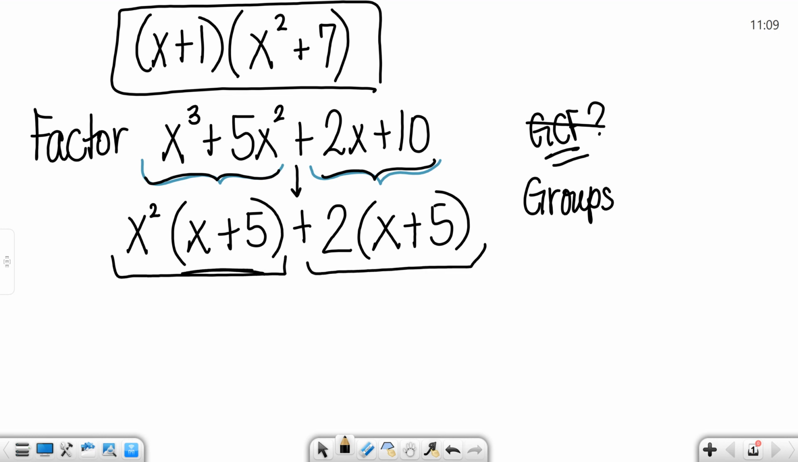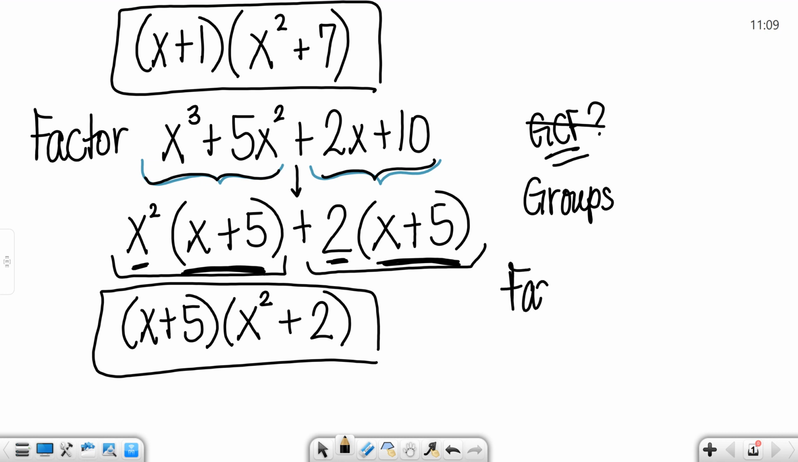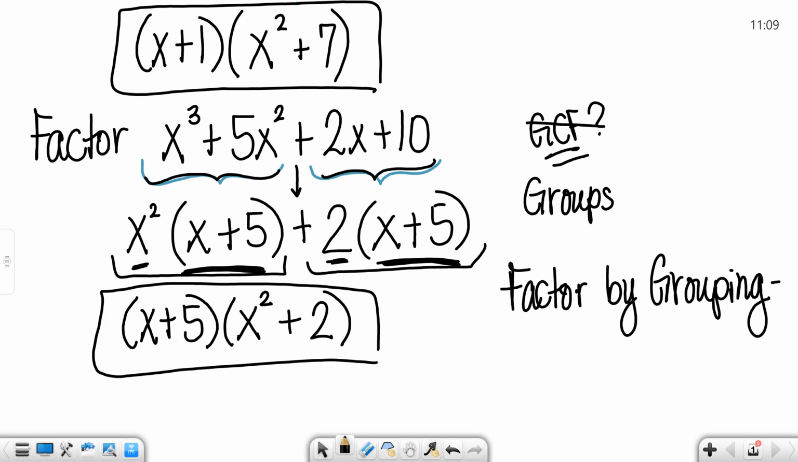Okay, here's our 2 groups. They both have this x plus 5. So I'm going to factor x plus 5 out and multiply by what would be left once I factor it. I would be left with this x squared in the first group, and I would be left with this 2 in the second group. So there would be our answer. What we just did is called factor by grouping. Factor by grouping. We do this when there are 4 terms.